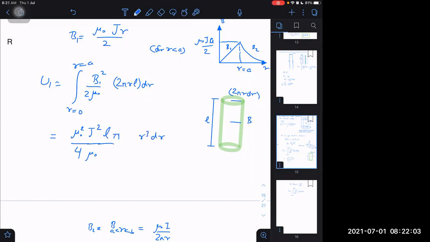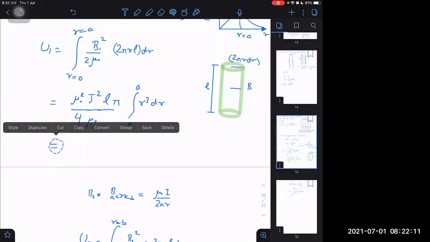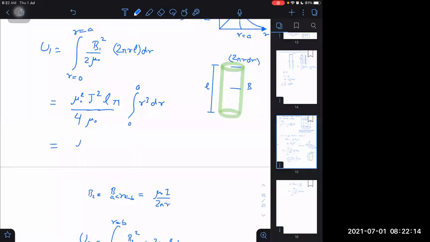Please check the calculations. I am doing it wrong very many times. What is U1 coming out to be then? U1 will be then finally mu naught square into J square into L into pi upon 4, into A raised to power 4. Not mu naught square, it is over 4 by 4. I think this only, but check the calculation also.